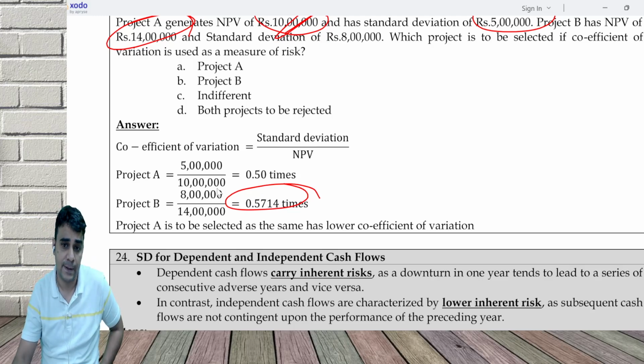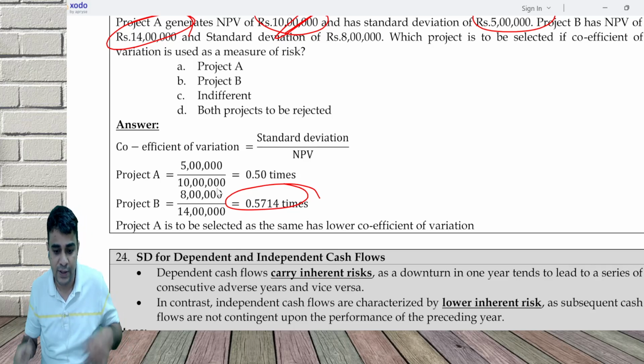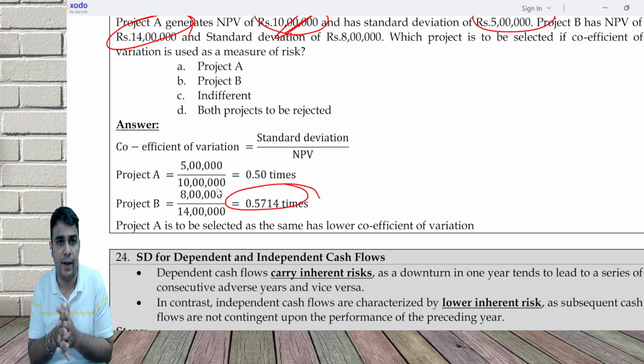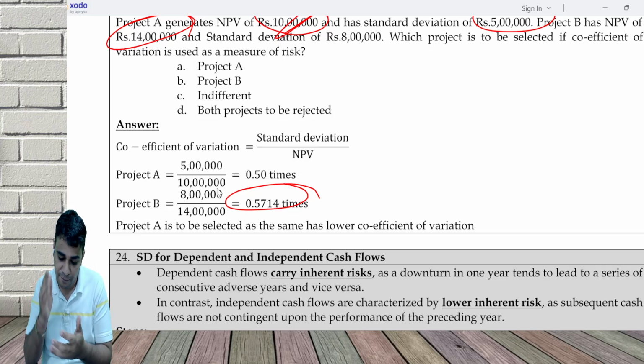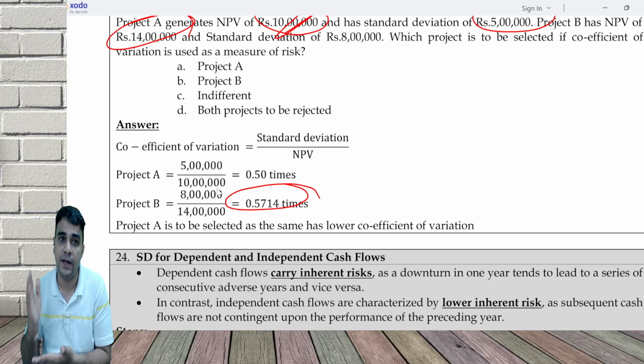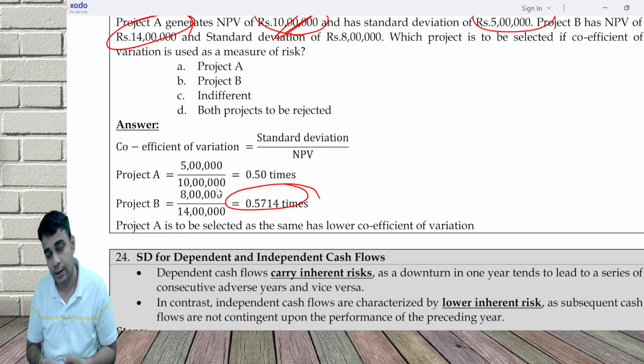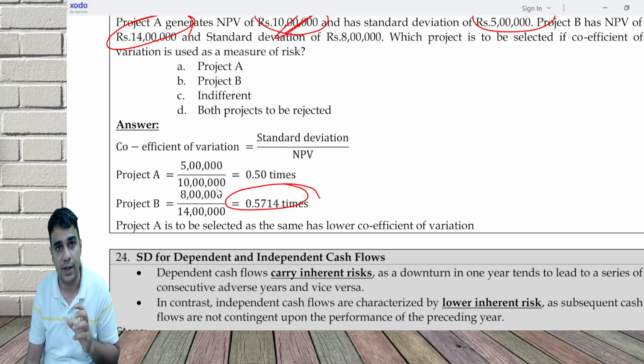Dependent cash flow means I'm starting a project that will run for 5 years. Let's assume Bharadwaj Institute is launching some new product which is going to be there for 5 years. First year, we did not get a good response from students. If first year is a failure, second year failure, third year failure, fourth year failure, fifth year failure, that is called dependent. That is, if you start with a bad year, you will continue to get bad years, and if you start with a good year, you will continue to get good years. That is called dependent cash flow.